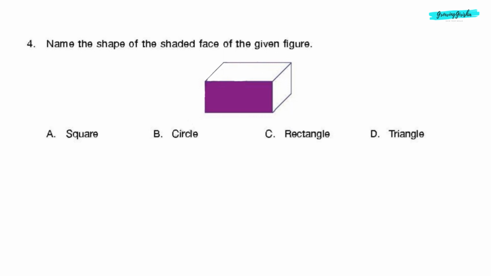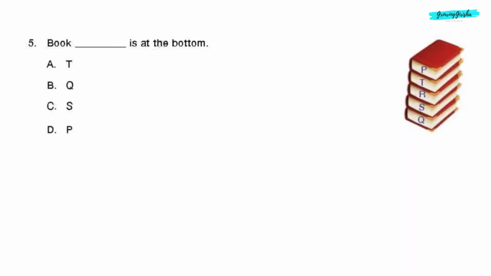Question 4. Name the shape of the shaded face of the given figure. The shaded face in the given figure is a rectangle. So option C will be the correct answer.